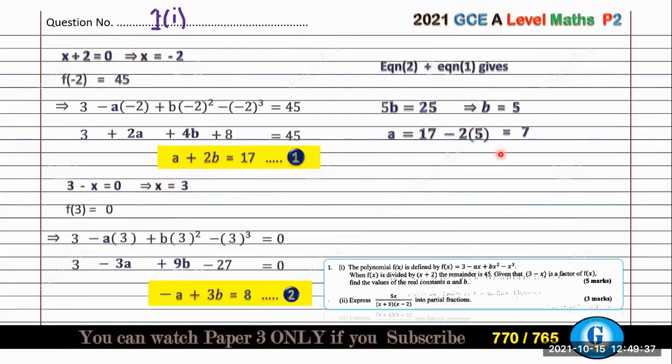Okay, so this is it for the first part of this question. And the second part is we should express 5x over (x + 3)(x - 2) in partial fractions.